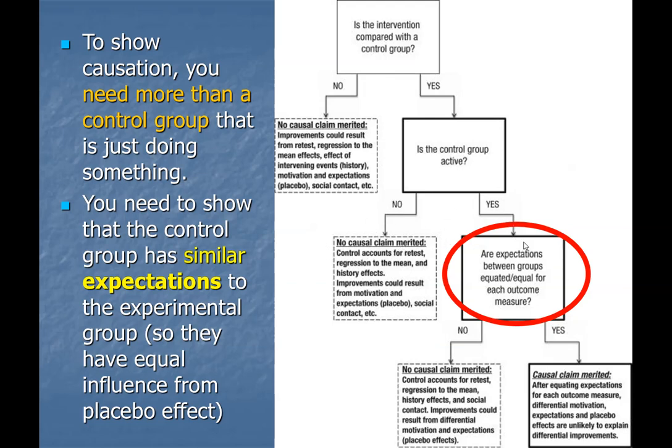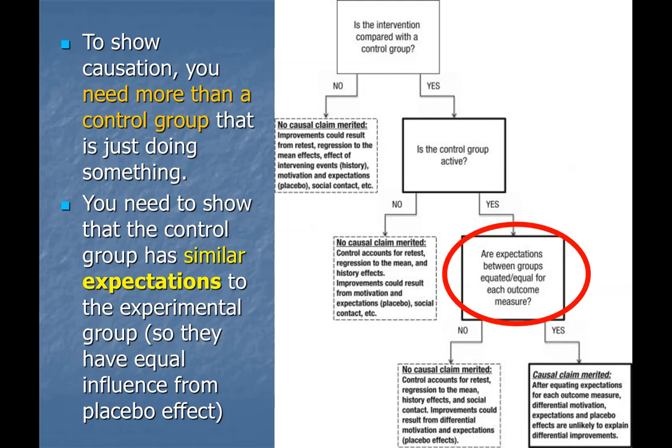What we really need to look at then is, if we have an active control group, how do we set it up? So if they're not just sitting there, they're doing something else for the same amount of time, we actually need to set things up. To really talk about causation for our treatment, we need to set things up so the control group is doing something active that is similar to our treatment group, our true treatment group, in such a way that their expectations are the same or roughly equal for anything we're going to measure.